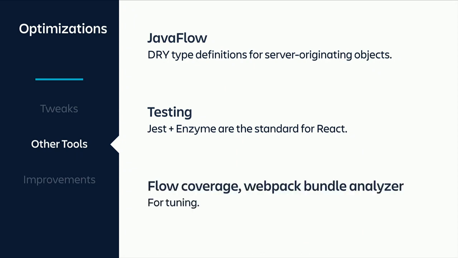Other things you can look at are Flow coverage tools. This tells you how much of your code actually has type defs. You can also use the Webpack bundle analyzer that tells you, of the 1 megabyte of output code that includes React and Atlaskit and other Atlaskit components, how much code is in a certain place in a nice visual manner, which is really helpful for optimizing build sizes.